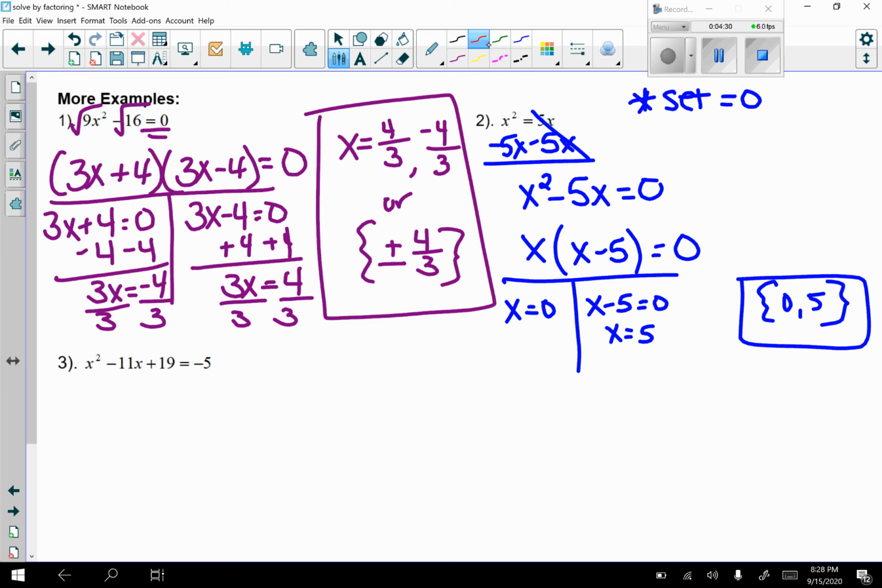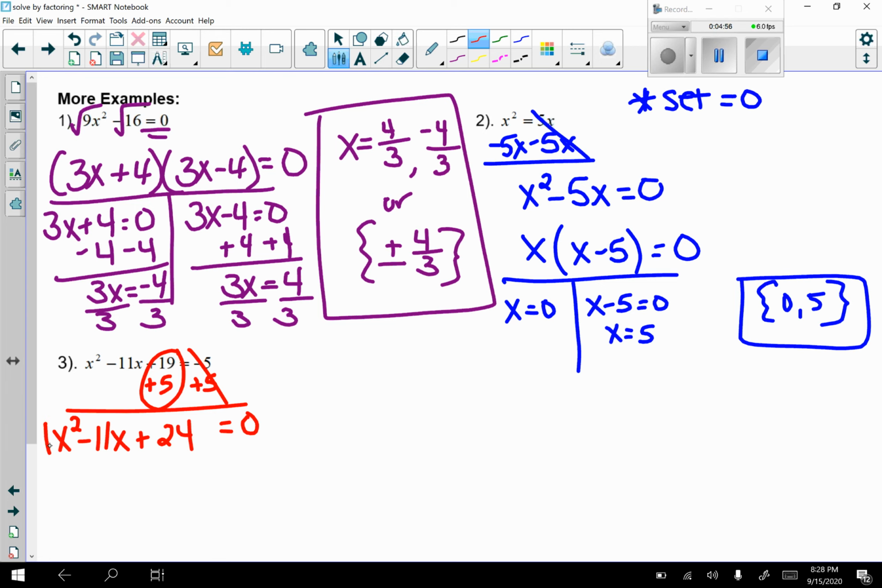And then our last example, once again, I have to set it equal to 0 first. So I'm going to add 5 to both sides. This time, when I add 5 on the left, I have like terms, so you have to be careful. Line it up nice and neatly. X squared minus 11x plus 24. There's no GCF. I have 3 terms.